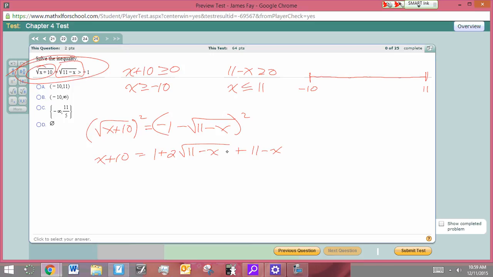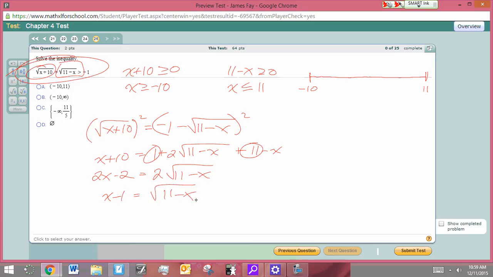So when I start moving, I want to isolate this radical now. I'm going to move the x over, so it gives me 2x. I'm going to move this 12 over, so it gives me 2x minus 2 is equal to 2 square root of 11 minus x. Divide everything by 2, it gives me x minus 1 is equal to square root of 11 minus x.